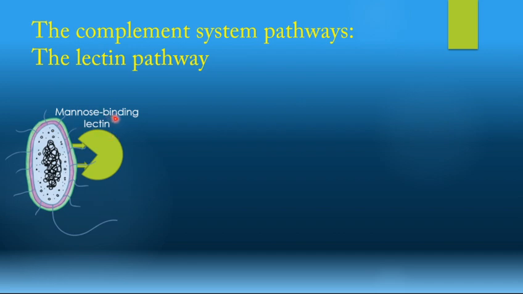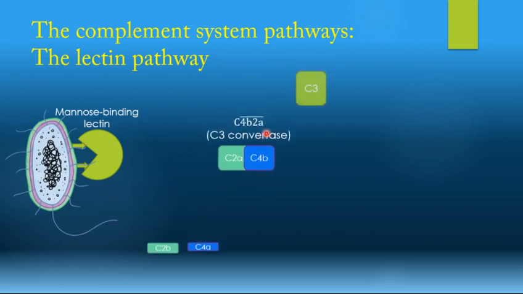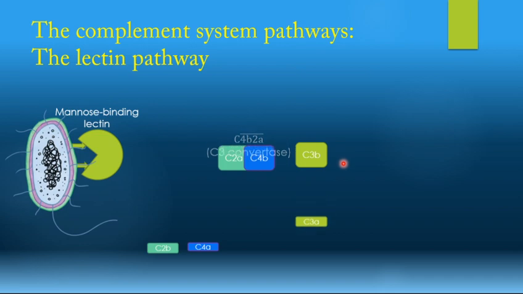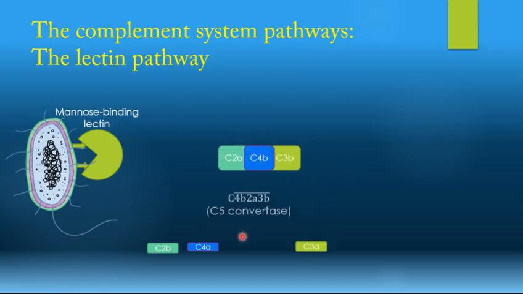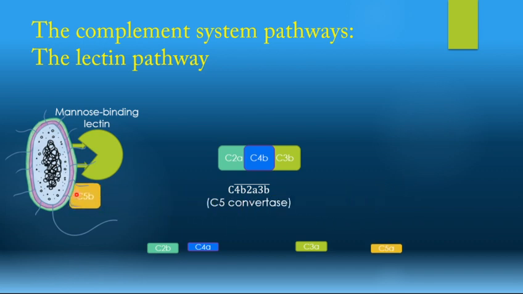So the lectin will work the same functions that the C1QRS did, and so it will be the same pathway where the C3 convertase is made, and then C3 is cleaved to form a C5 convertase, and that will cleave the C5, and the C5b will bind to the cell wall and the cell membrane of the microbe. And that's the lectin pathway.